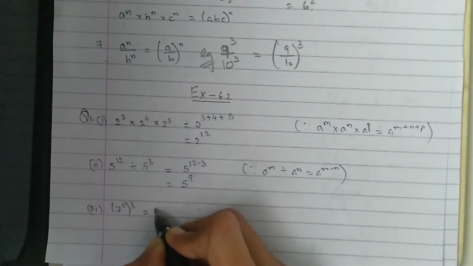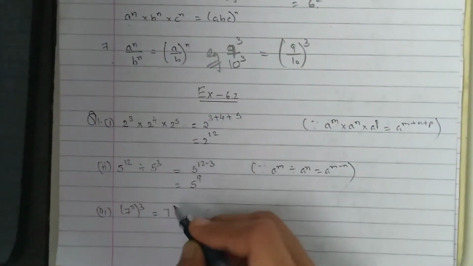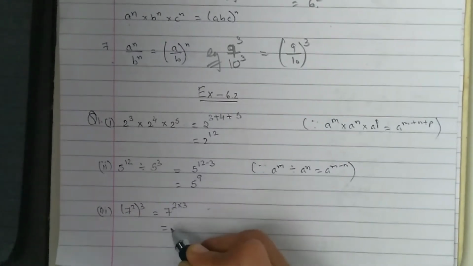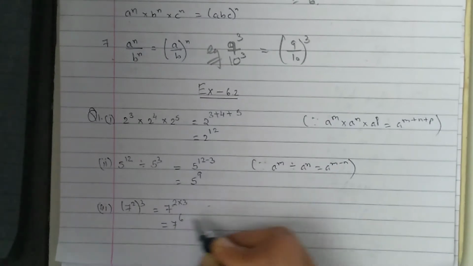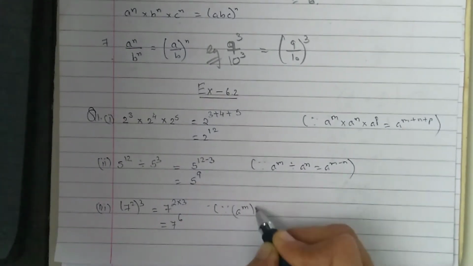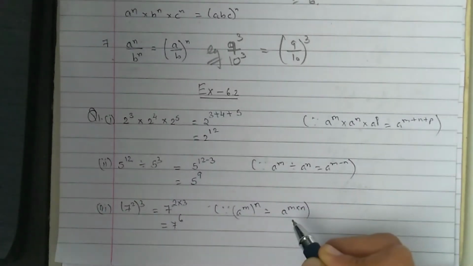Now 7 raised to 2 raised to 3. So 7, 2 into 3, which is equal to 7 raised to 6, because 2 threes are 6.